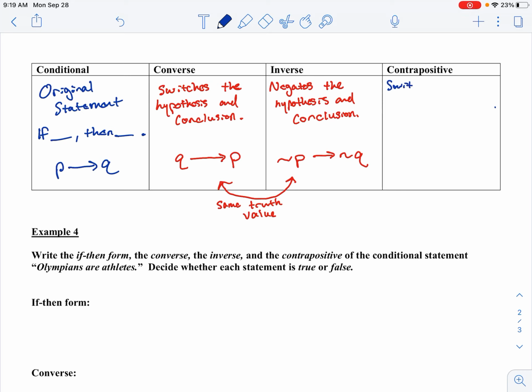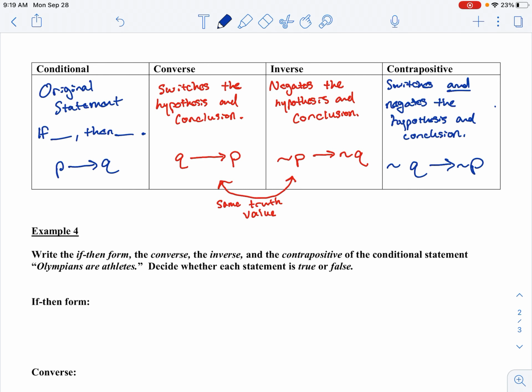It switches and negates the hypothesis and conclusion. So it takes PQ, and in all of these, the converse, inverse, contrapositive, when I say switches, negates, it's all based off the conditional original statement. So it takes that original PQ, it switches them, so it's going to have Q, it's going to have P, but it also negates it. So it says, if not Q, then not P.